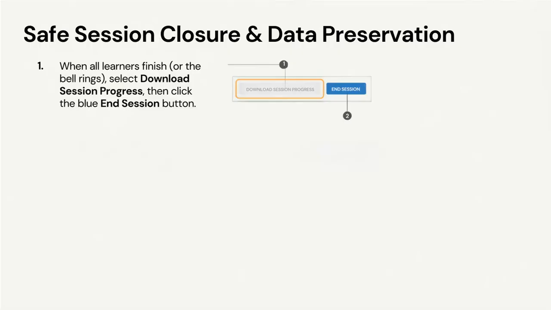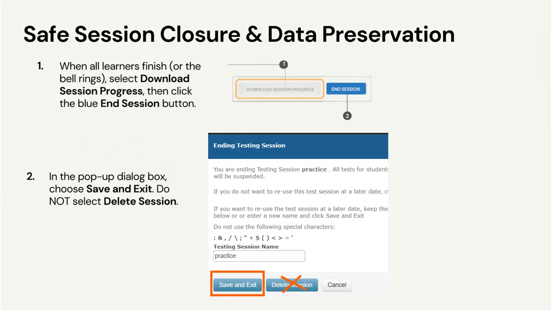If you had any rapid guessing instances, click on Download Session Progress at the end of the testing session. Then click on End Session in the top right corner. When the pop-up appears after clicking on End Session, click on Save and Exit. Do not click on Delete Session. These sessions will be reused later in the year. If you click Delete instead of Save, the whole thing will have to be recreated.